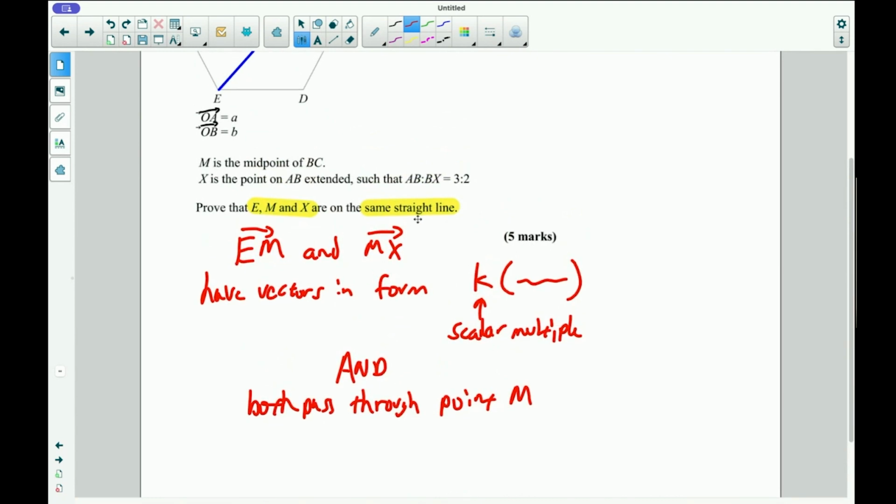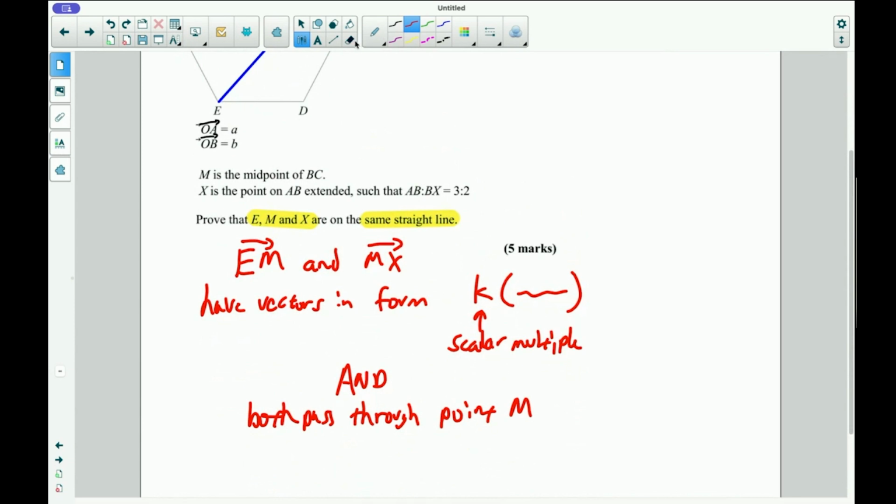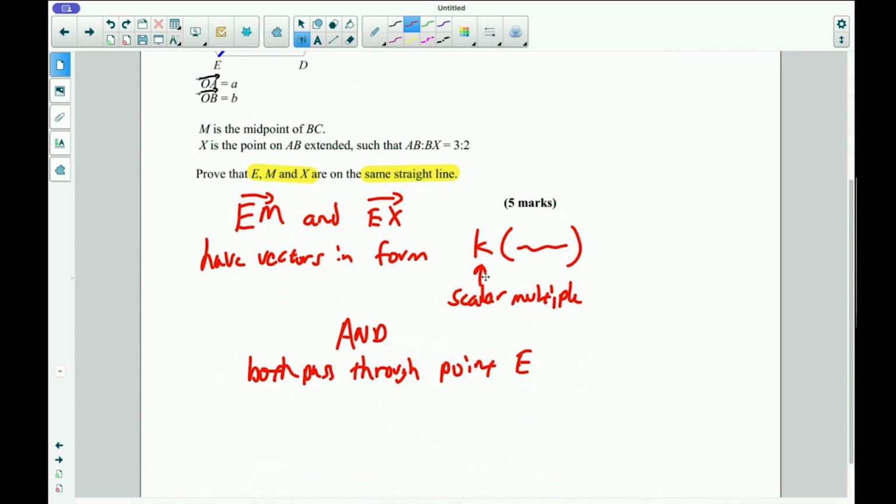All right, so that's what we're looking for when we want to be able to prove that these 3 points are on the same line. Hopefully that makes sense. Oh, sorry, I'm getting a little ahead of myself here. This should say E to X rather. My apologies. E to X, and it's going to pass through point E rather. I was looking at this and said, that sounds a little weird. So E to M and E to X are both going to pass through E, and they're going to have your vector in this format here.